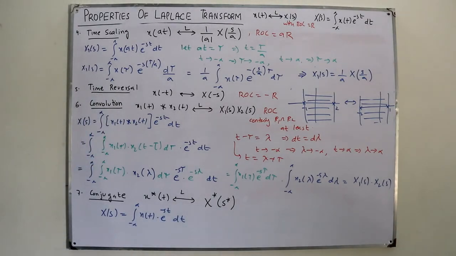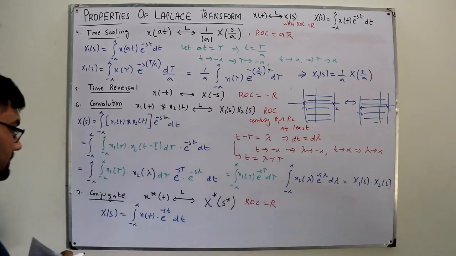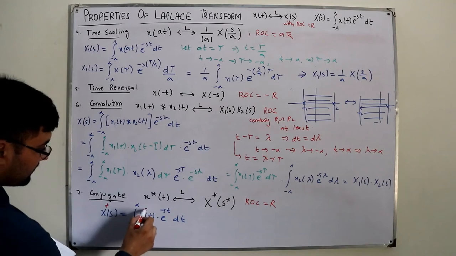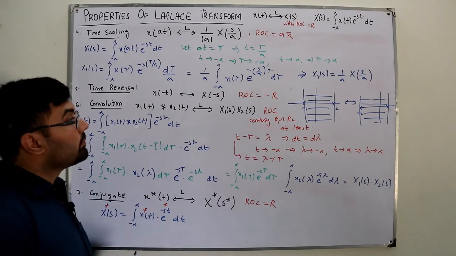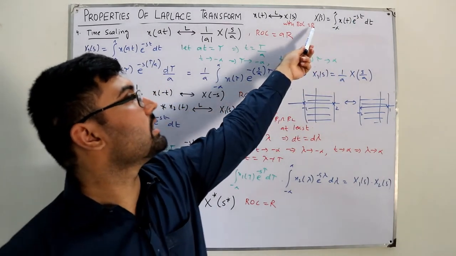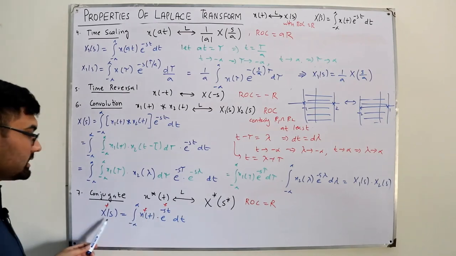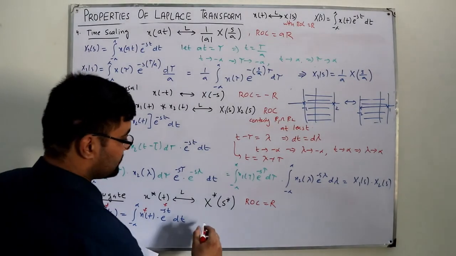Now I need the conjugate, and again have a look, the conjugate has no effect on the ROC, it would be the previous ROC. Now if I take the conjugate of both sides, which means I would have to take x conjugate on this side, x conjugate on this side, and s is a complex number in itself, so I take it over here as well. But have a look now. To the original, if here is x of t exponential negative st, this corresponds to a Laplace transform x of s. But over here we have an s conjugate, which means that it is not corresponding. So now what do I do? I replace this s by an s conjugate.